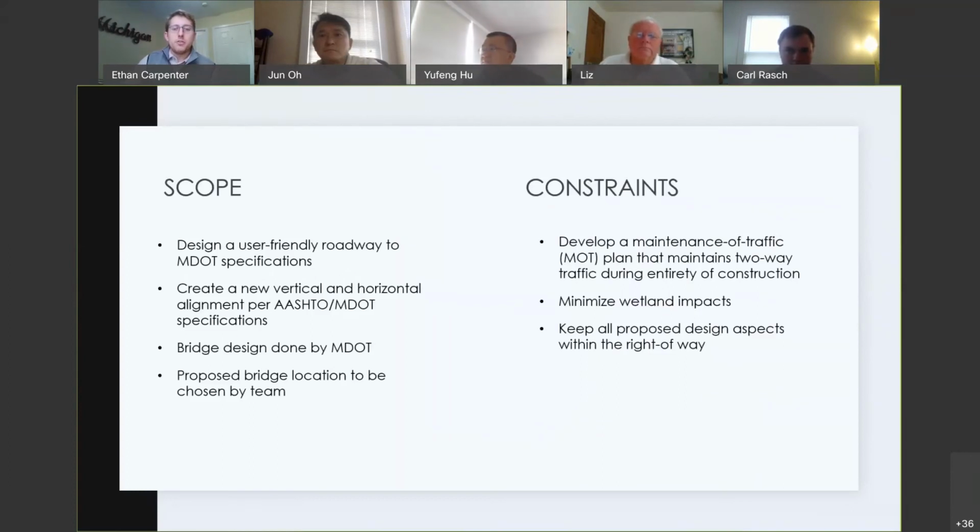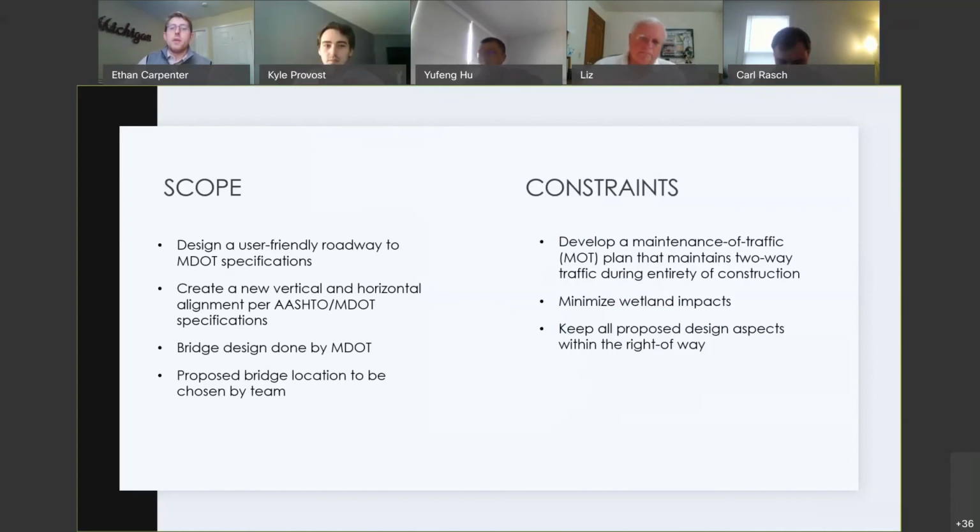Three major constraints were applied to the project. First was the development of a maintenance of traffic plan that would maintain two-way traffic throughout the entirety of the construction process. Second is limiting the amount of wetland that will be impacted by the new construction. Third is to keep all proposed design within the right-of-way.